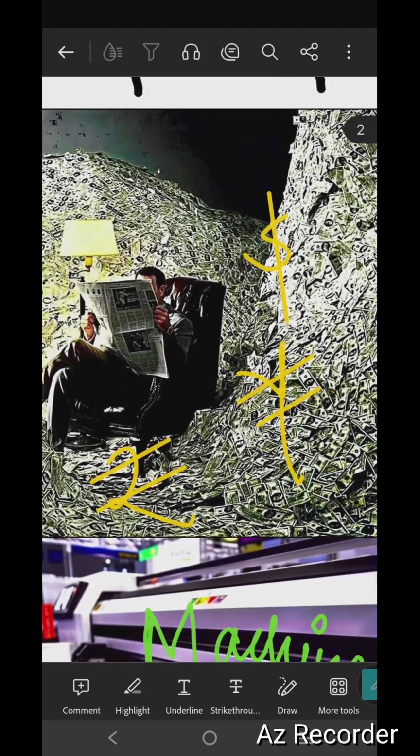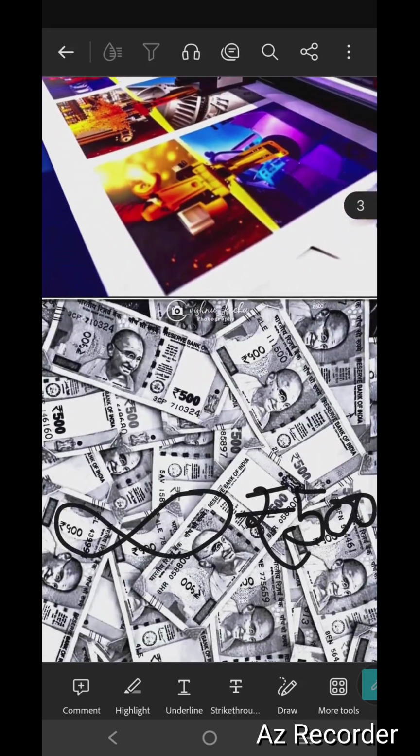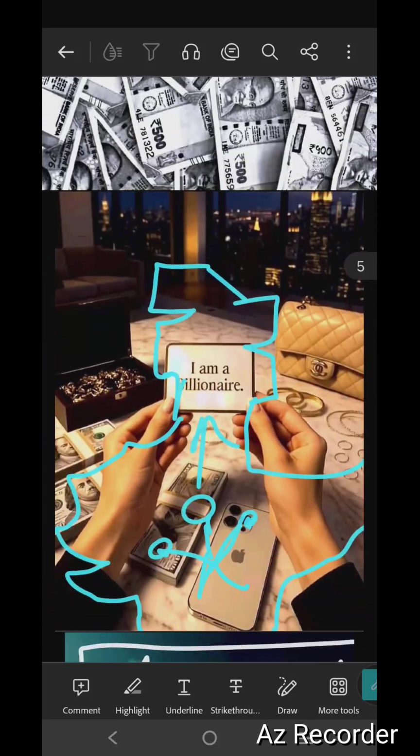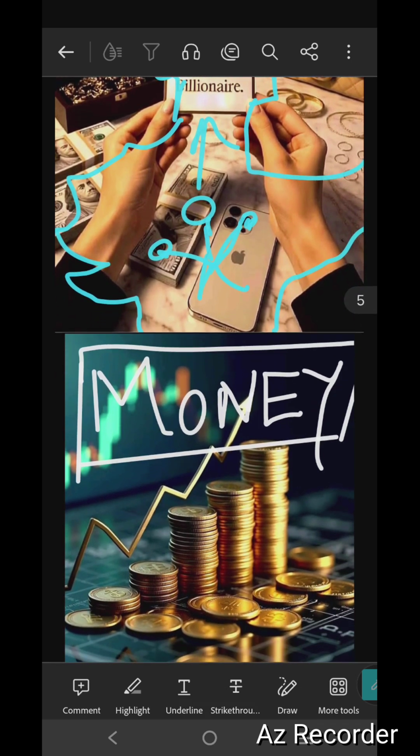Why can't we print unlimited money? If I had a machine that could print unlimited 500 rupee notes, would I become the richest person in India? Let us find out. But before beginning, let us understand a few concepts to gain conceptual clarity.